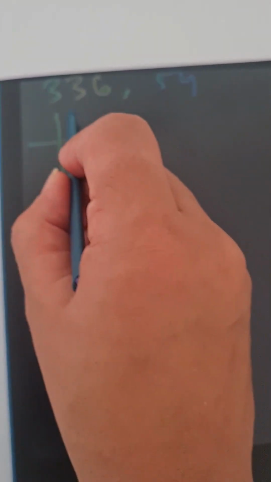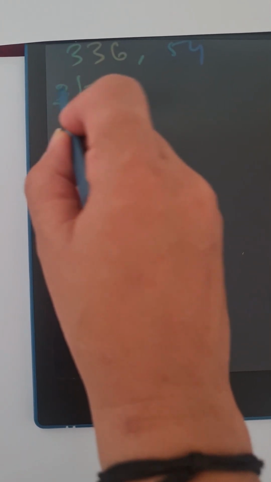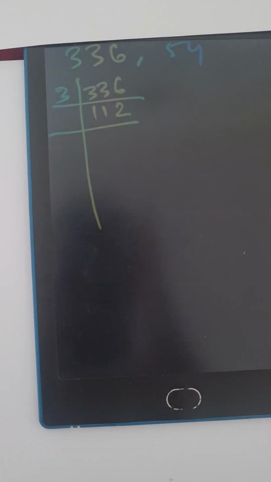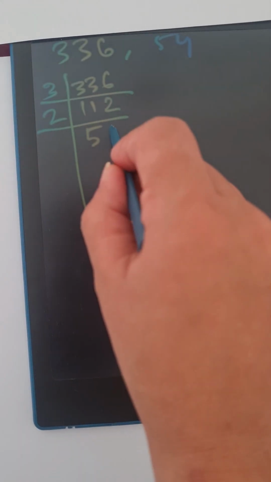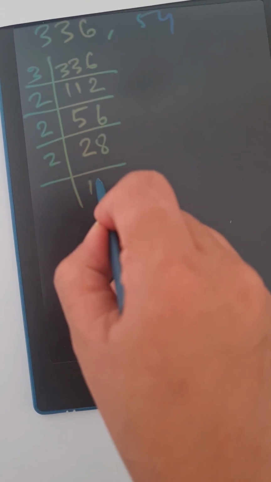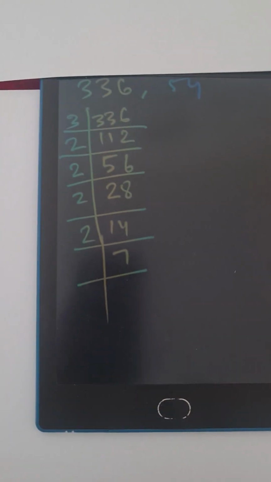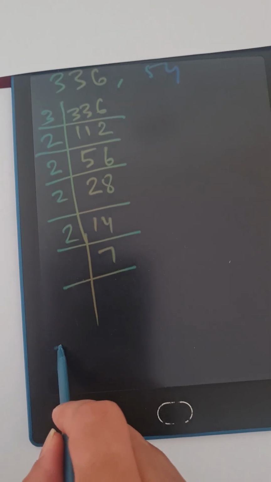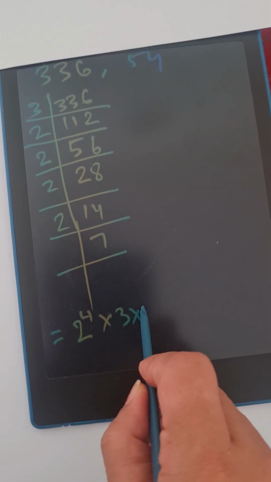Now going to the next part, which is 336 and 54. First of all, find the prime factorization, simplest part of the question. This is divisible by 3. Then again this is divisible by 2. The unit digit is 2. 2 5s are 10, 2 6s are 12. Again divisible by 2. 2 2s are 4, 2 8s are 16. Now can I divide it further? No. So this 336 can be written as 2 raised to the power 4, 2 comes 4 times, into 3 into 7.